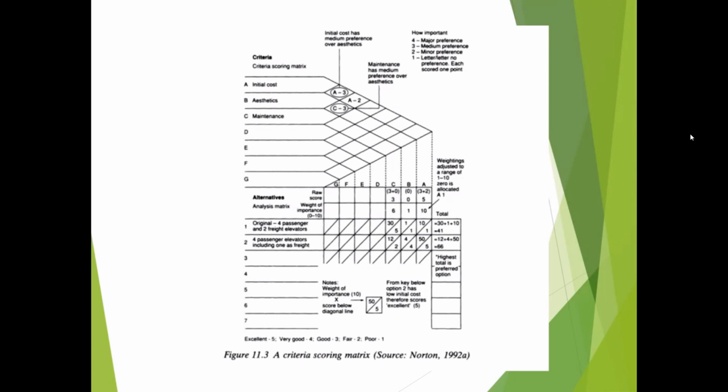Suppose I say the durability is medium preferred to initial cost. Where will you put that? Durability D is medium preferred to initial cost. Medium preferred is represented by 3. So D3, where do you put the D3? Maintenance. So you put it here, right? Comparing the D with the C. Okay. Is that clear? That is how you construct the scoring matrix.